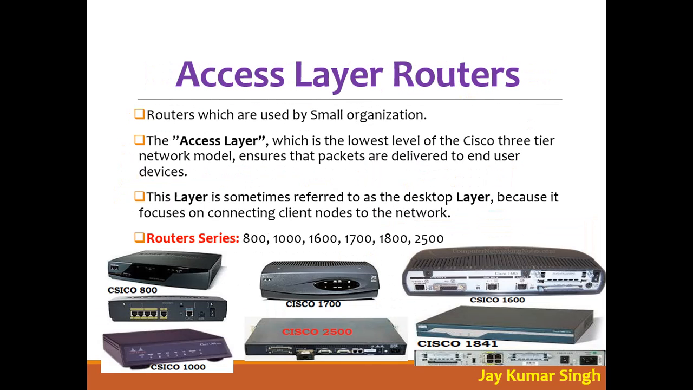How will you define the access layer routers? See, access layer routers are used for small organizations. The access layer is the lowest level of the Cisco 3-tier network model, meaning the lowest level of the router. It ensures that the packets are delivered to the end user device. So the access layer is only for the end users. This layer is sometimes referred to as the desktop layer, because it focuses on connecting the client nodes on the network and end nodes.